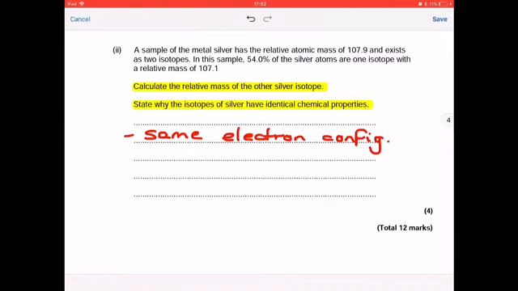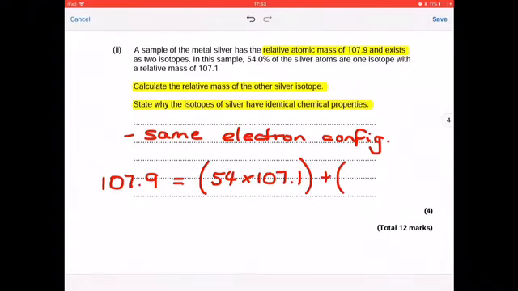The next thing is to do the calculation. Now, what it says in the question is that the relative atomic mass of silver is 107.9. So we've already done the maths, and it's worked it out that it's 107.9. And that equals the 54%, which weighs 107.1, plus the remaining percentage, which in this case is 46, times an unknown, which we'll call m for mass, and again divided by 100.